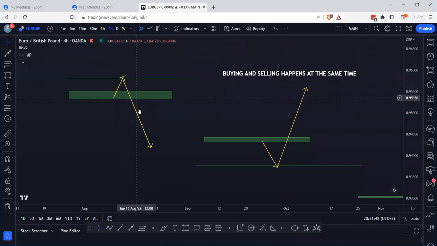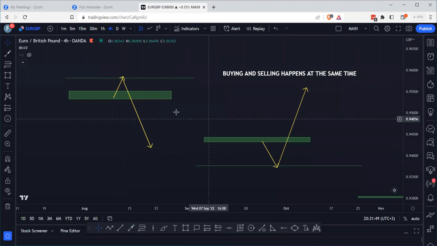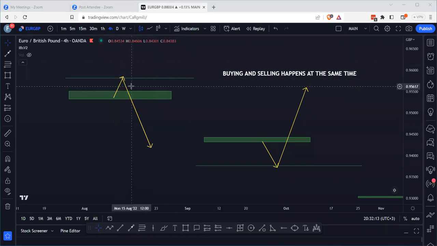That's why a lot of forex traders have these particular issues. So what you want to start considering as a forex trader is, before you take entry, you want to start considering liquidity first. You want to be sure that liquidity has been grabbed first before you take entry.